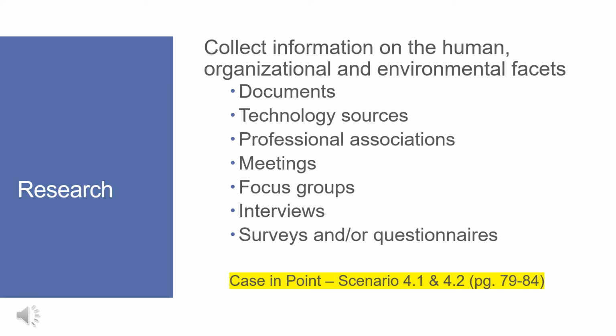There are a variety of sources from which planners can gain knowledge about the context of the program. What kinds of information would you uncover from documents, technology sources, professional associations, meetings, focus groups, interviews, surveys, questionnaires? Be sure to review scenarios 4.1 and 4.2 in your text.